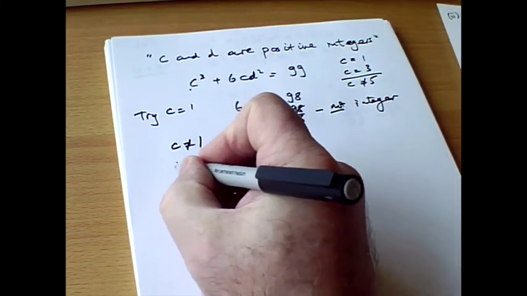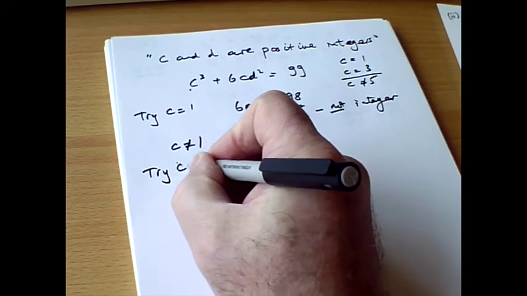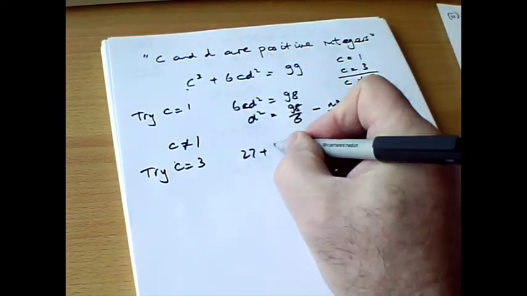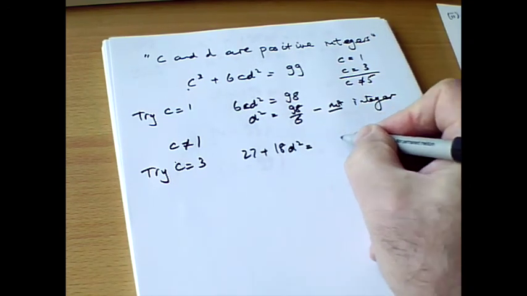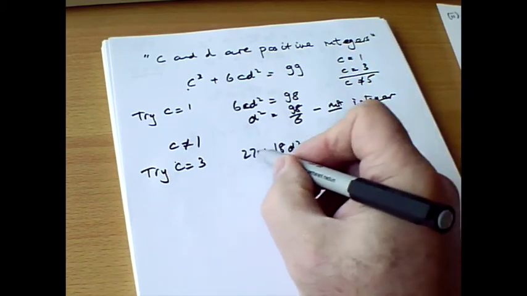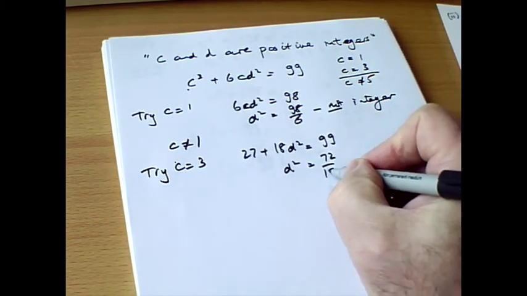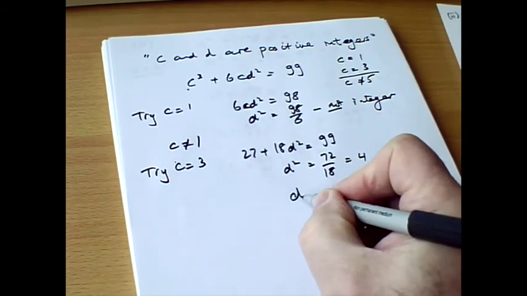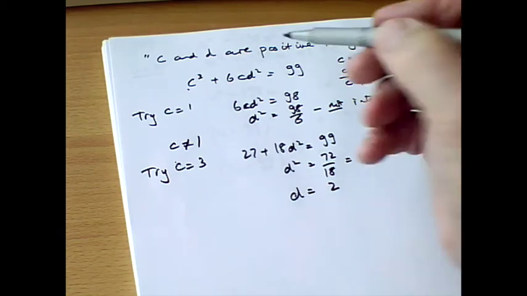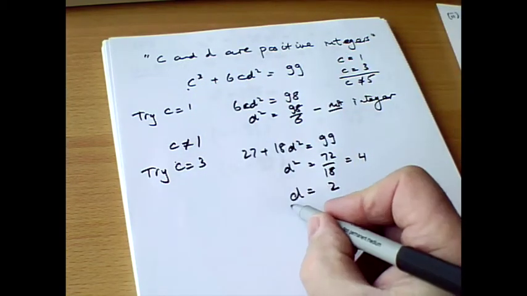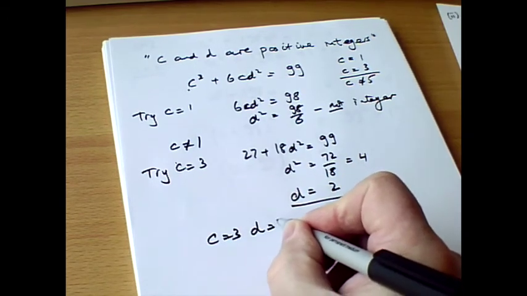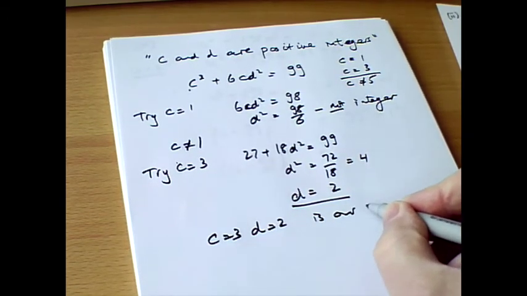Now let's try c equal to 3. 27 plus 6 3s are 18d squared is equal to 99. D squared will be 99 take away 27, that's 72 over 18, that's 4, and d will be equal to 2. D won't be equal to minus 2 because it's a positive integer. And therefore c equals 3, d equals 2 is our solution.